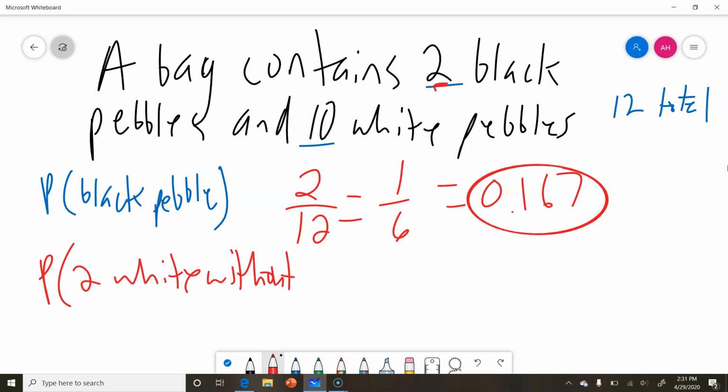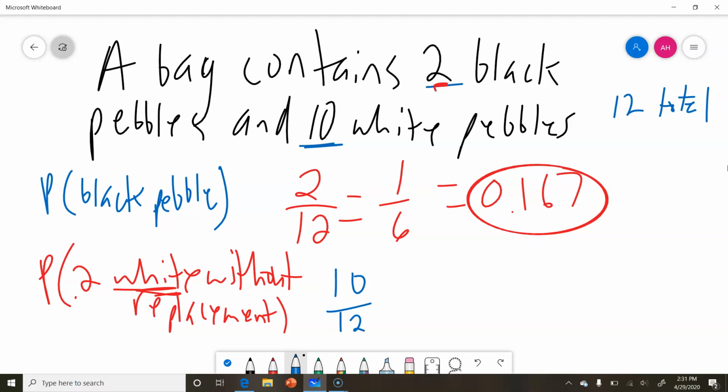without replacement? Okay, without replacement means that I'm going to draw 1, and the next time I'm not going to put it back. So the first time, what's the probability that I draw 1 white one on the first try? Well, there's 10 out of 12, right? That's the first shot. Now the second shot, and I have to multiply these.